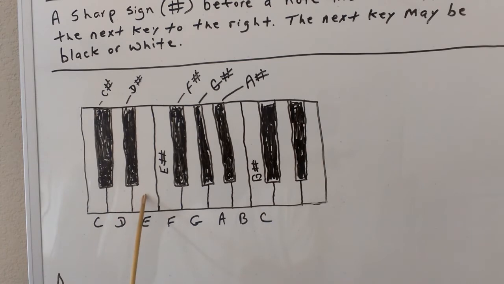Okay, you hit the E. And to the right of that is your F key. Remember what it said? The next key may be black or white. So if you notice the E and the F, it pretty much shares the E sharp. So the E sharp is one and the same with the F.